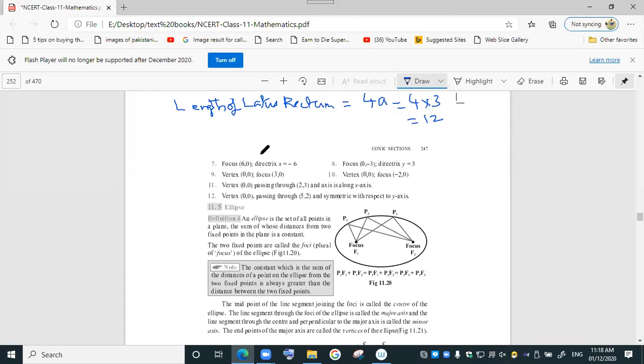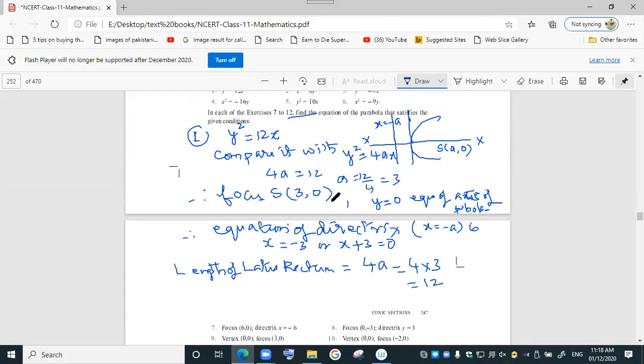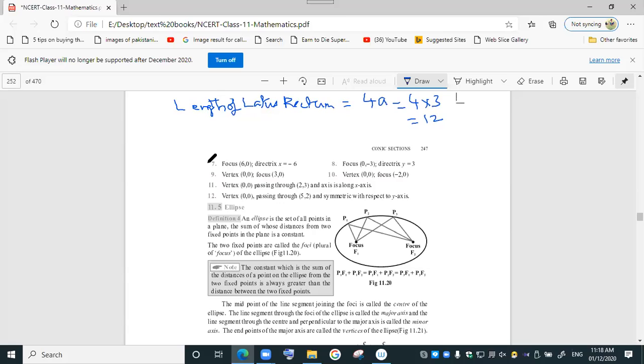Now question number 7. Focus and directrix are given. What we have to find? Find the equation of the parabola. Now we have to find the equation of the parabola. Question number 7.